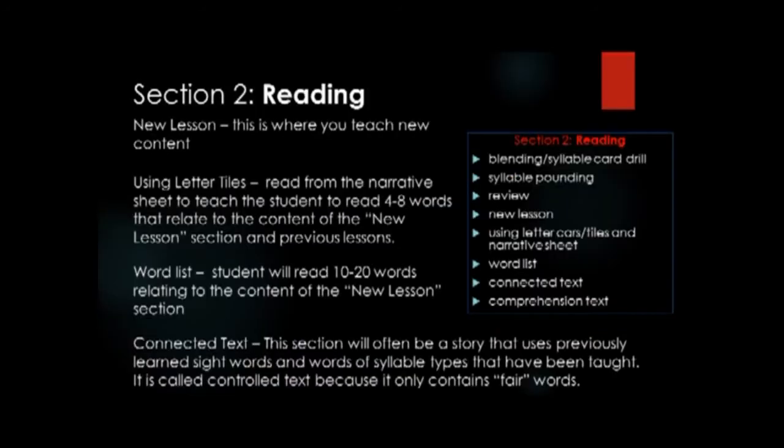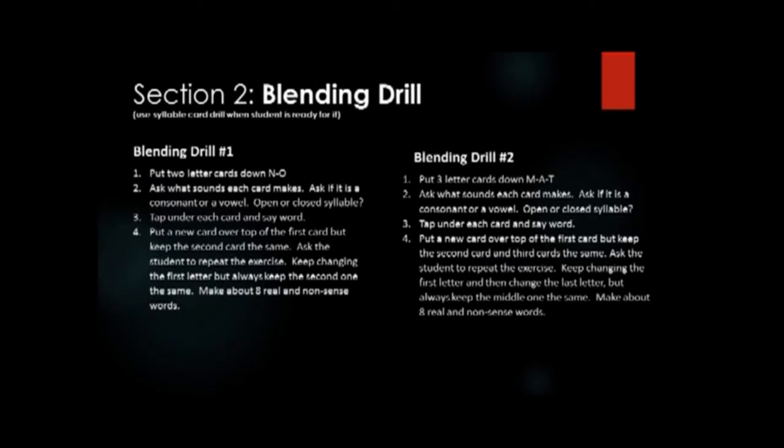Now we're ready to move on to section 2. The reading part of the lesson. This is the part of the lesson that begins with a blending drill or a syllable card drill. And when I'm introducing a new syllable type, I often use the blending drill. And as we get further into the progression, we change into the syllable card drill. The blending drill is when you are giving individual cards that have graphemes on them, and the student puts the words together by putting those individual sounds together, and then you change one of the sounds and it changes the word. We'll use nonsense words and real words.